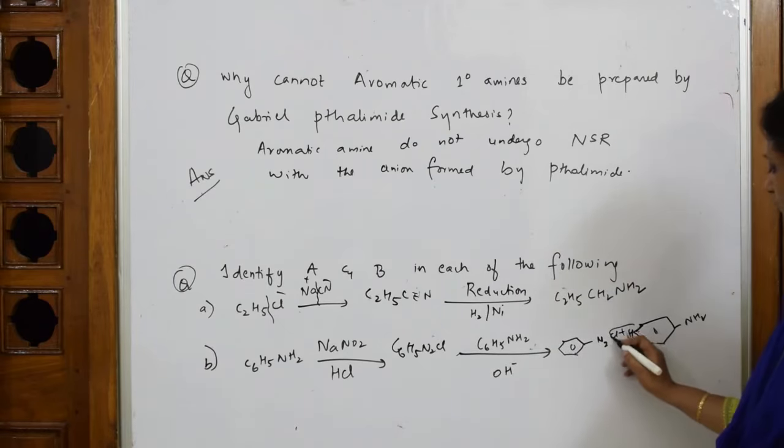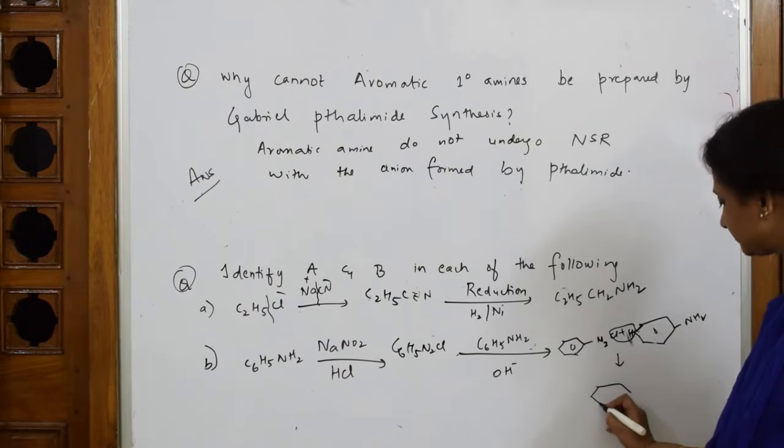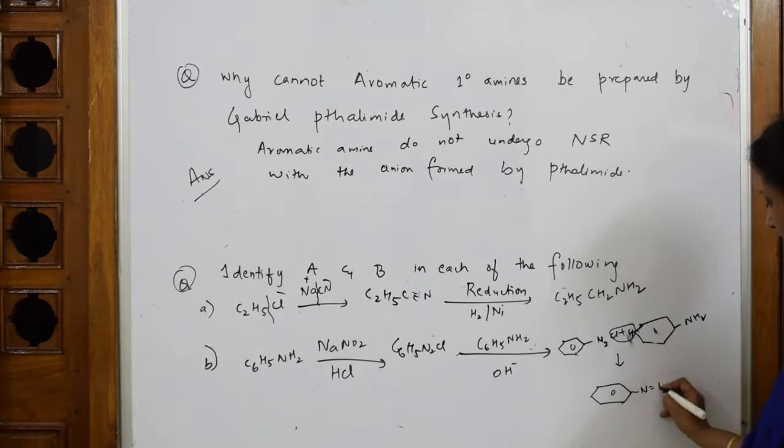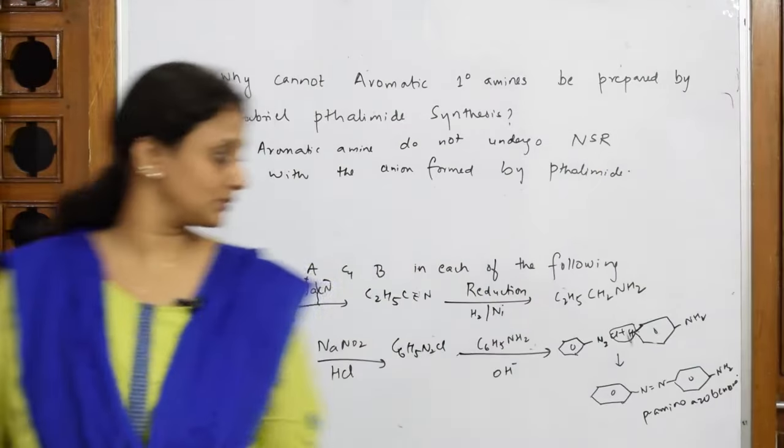Now remove HCl, and what product do you get? You get a benzene ring with N double bond N and your amine group on one side. What is this compound? This is called para-amino-azobenzene. So para-amino-azobenzene is the product asked. This is how we are going to solve the questions.